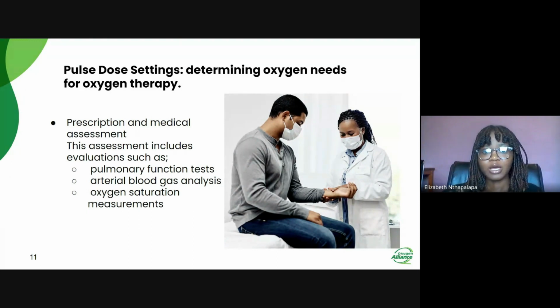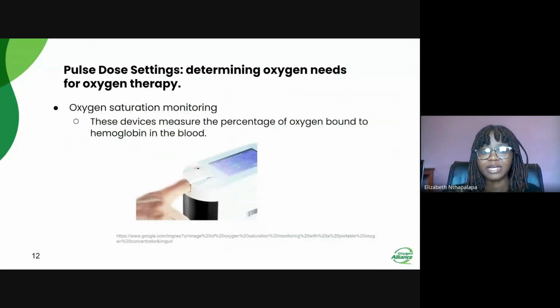Moving forward, let us understand another need that helps in determining oxygen therapy, which is oxygen saturation monitoring. Pulse flow oxygen systems often incorporate pulse oximeters to continuously monitor the patient's oxygen saturation levels. These devices measure the percentage of oxygen bound to hemoglobin in the blood. And oxygen saturation provides valuable feedback on the effectiveness of oxygen therapy.